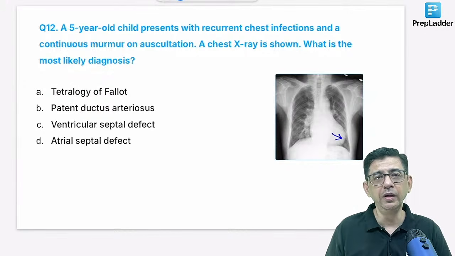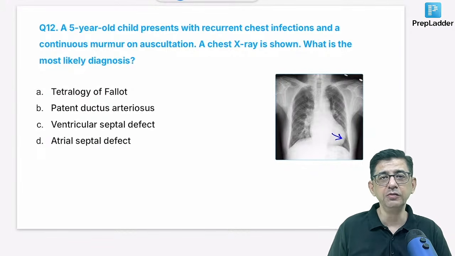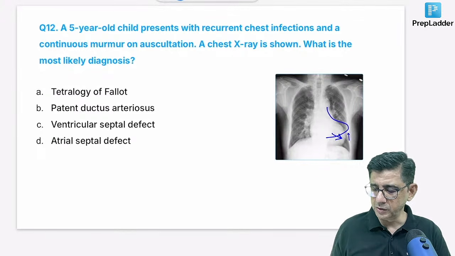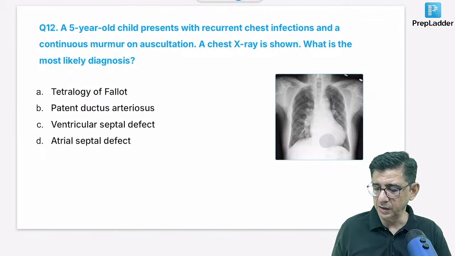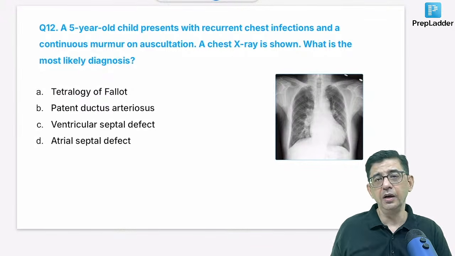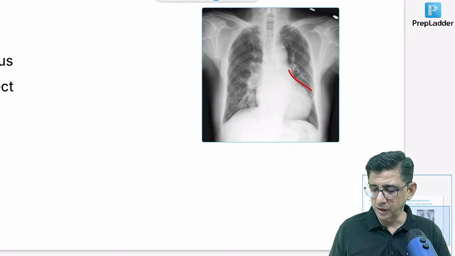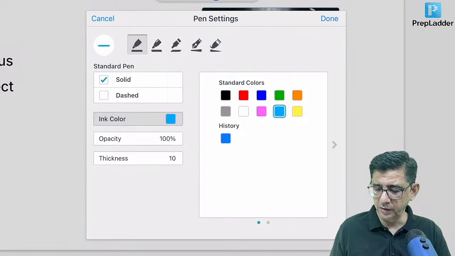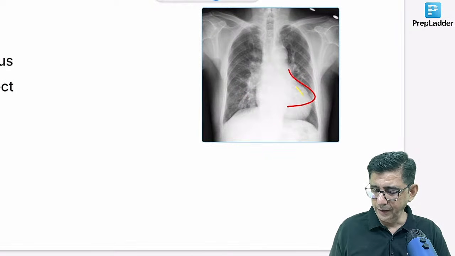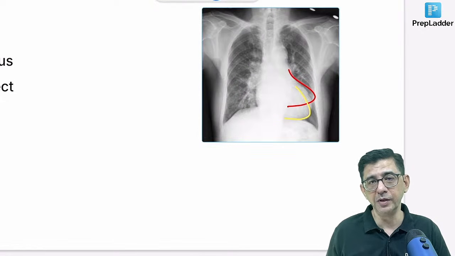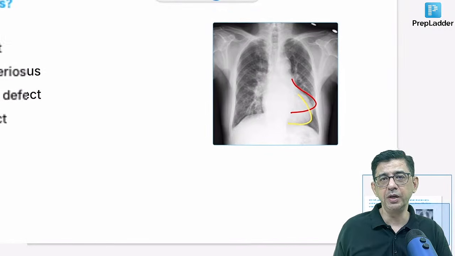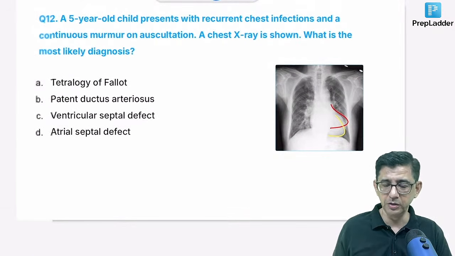So this won't be a presentation of tetralogy of Fallot. Tetralogy of Fallot will have an uplifting of the apex. In that, the apex gets uplifted. So that is the boot-shaped heart. I'll just highlight this once again with two different colors. If it comes to the apex of the heart being lifted up, right here, what is happening, using a different color, is a downwards inferolateral displacement of the heart. That inferolateral means that the left ventricle of the patient is becoming bigger. So this is not a tetralogy of Fallot.